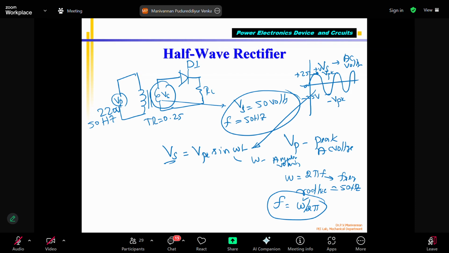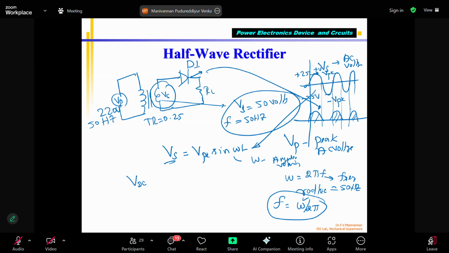Now, what is the output? The output is a rectified VDC. We call this DC voltage, which is nothing but the output of the half-wave rectifier. What part will come? Only the positive cycle. This will come, and next this will come, then next this will come. So these are the positive half cycles coming from the diode at this point. This voltage is nothing but the half-wave rectified voltage.